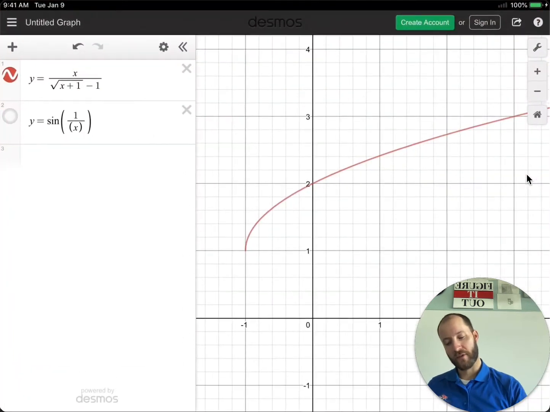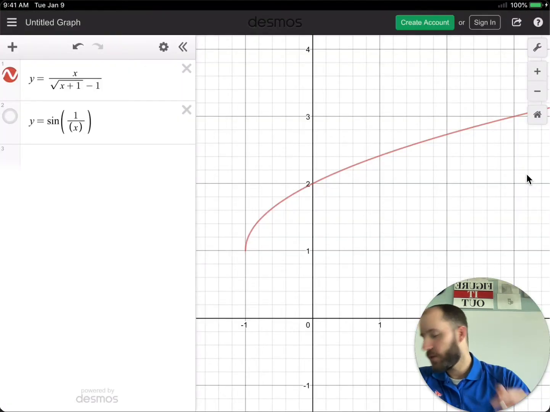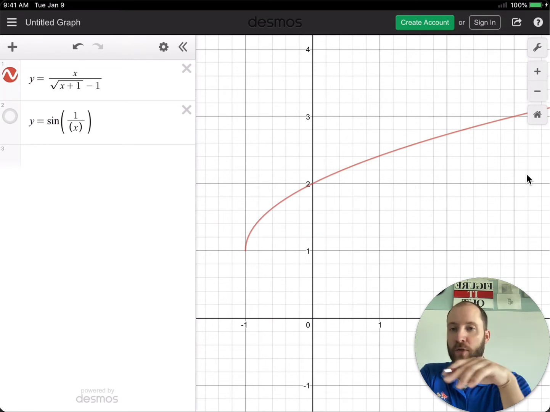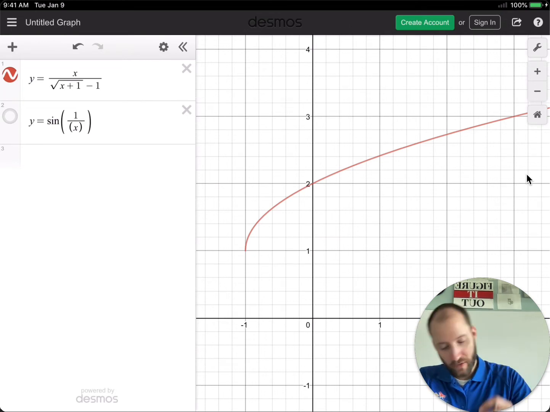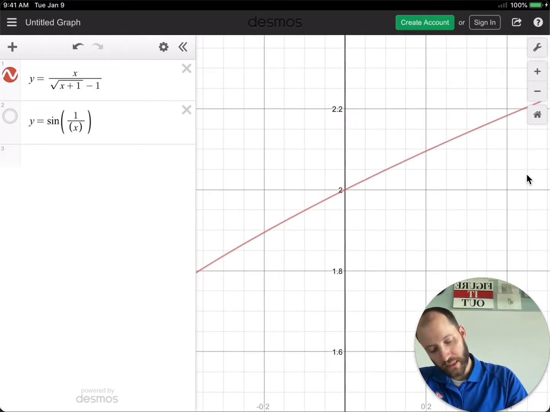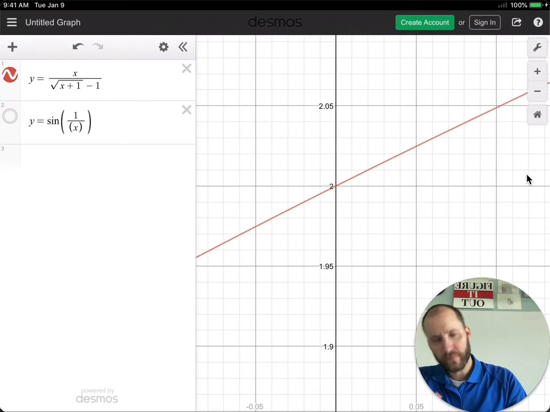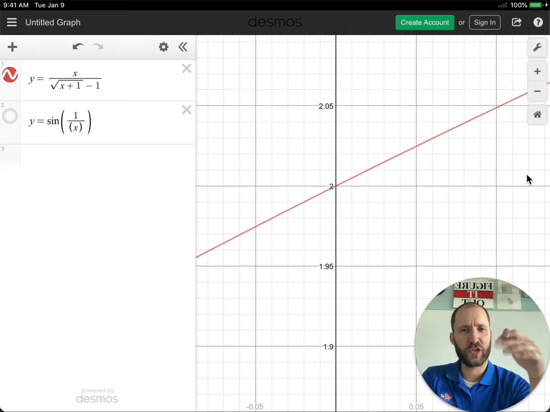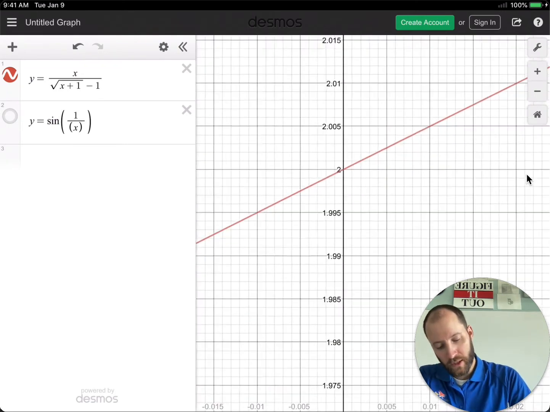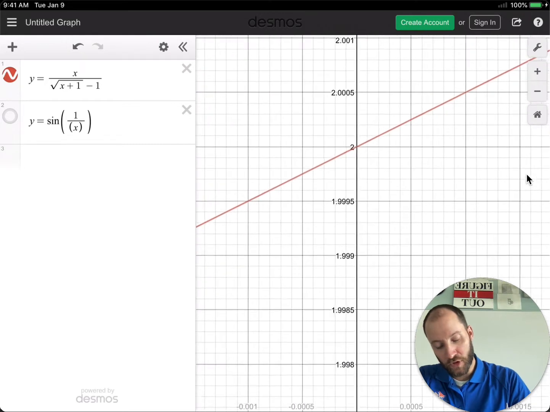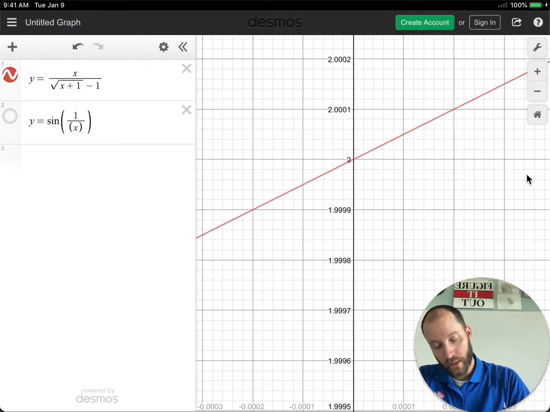So I already have this loaded in Desmos. I believe we're finding the limit as x approaches 0. So we can look at the graph at the 0 as x approaches 0. Looks like the y value is 2. And this is a really good illustration of limits. As you zoom in, looks like the graph is approaching 2, the y value.